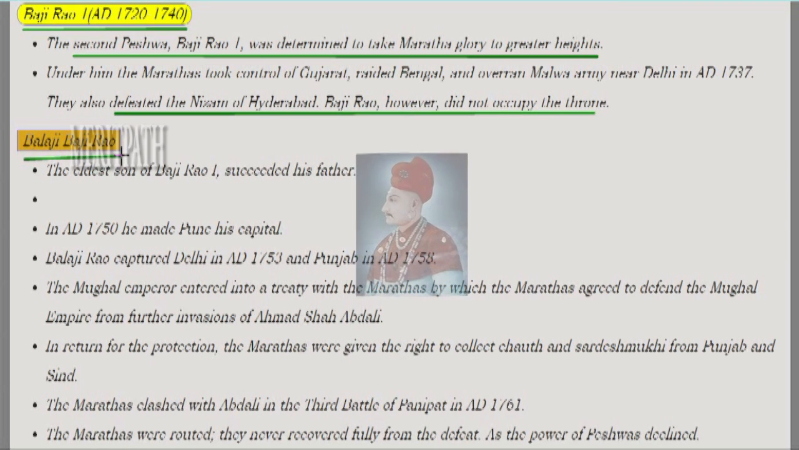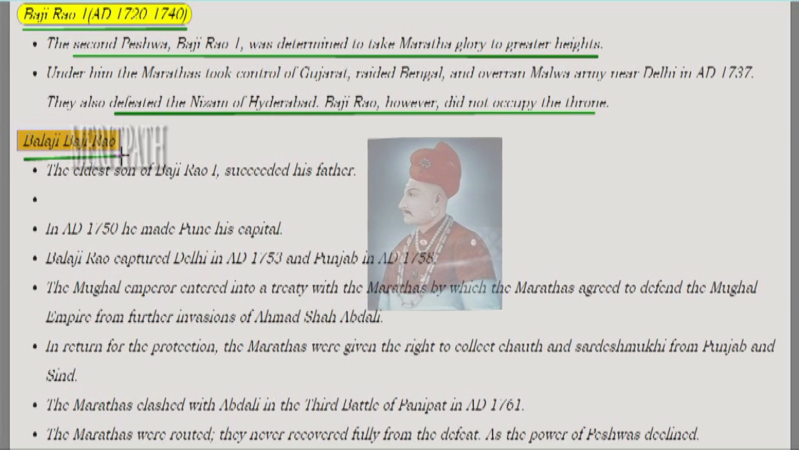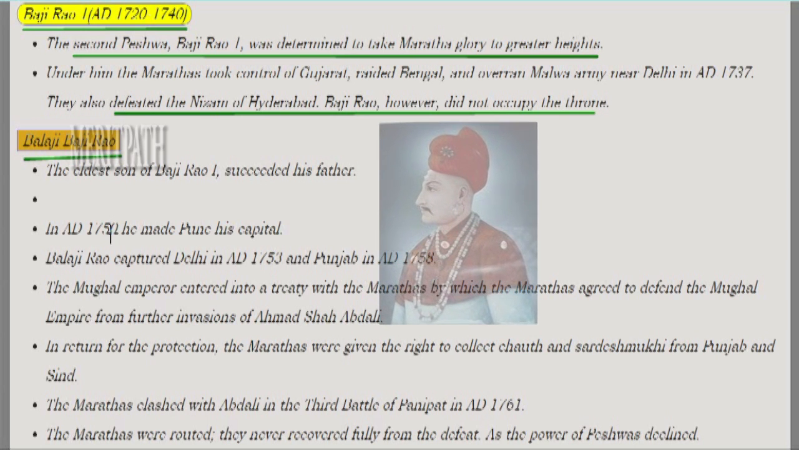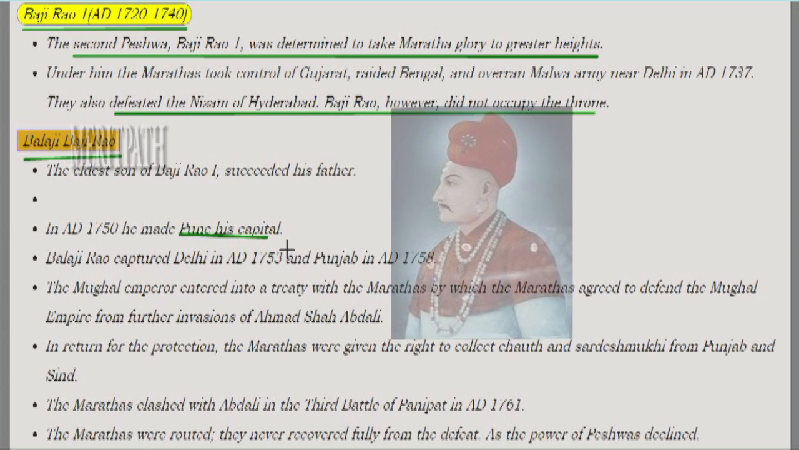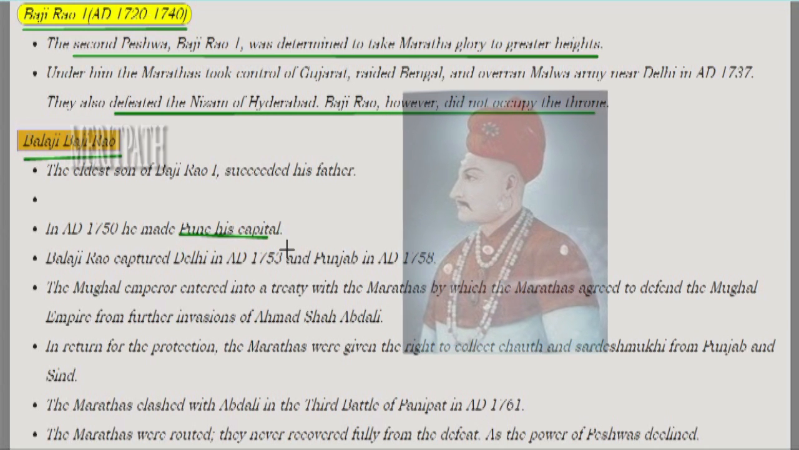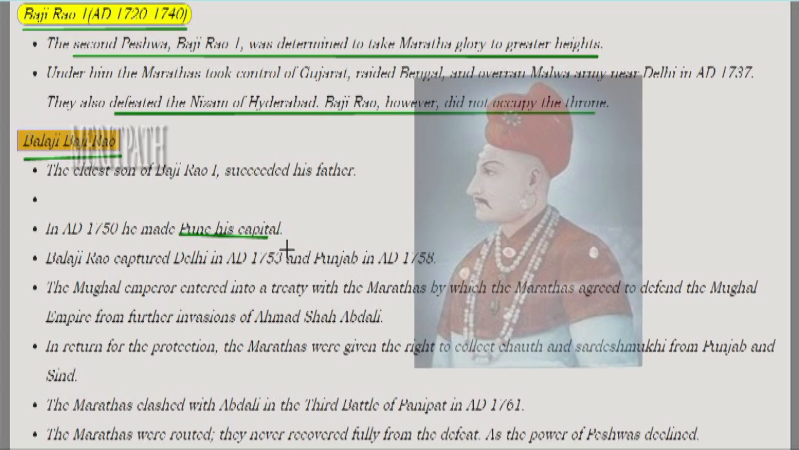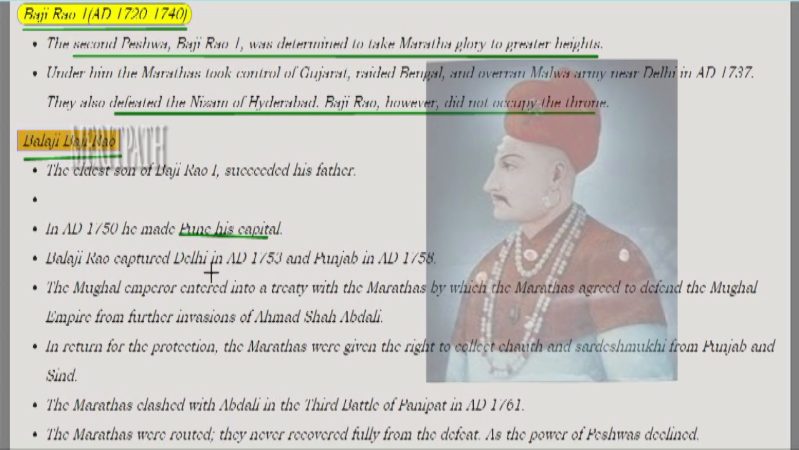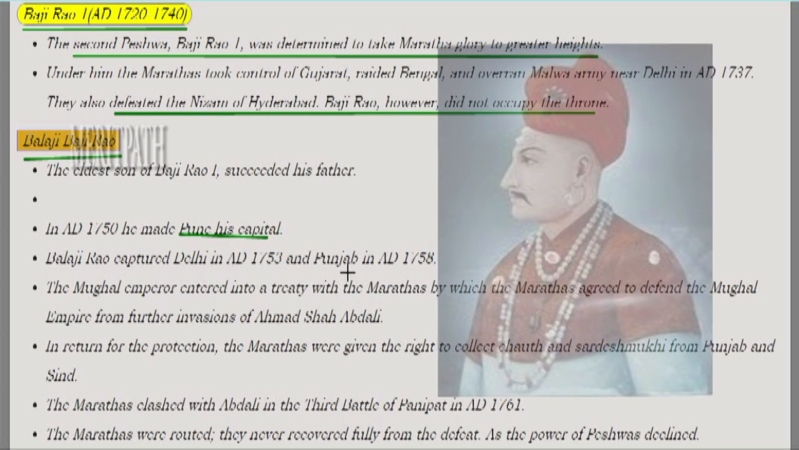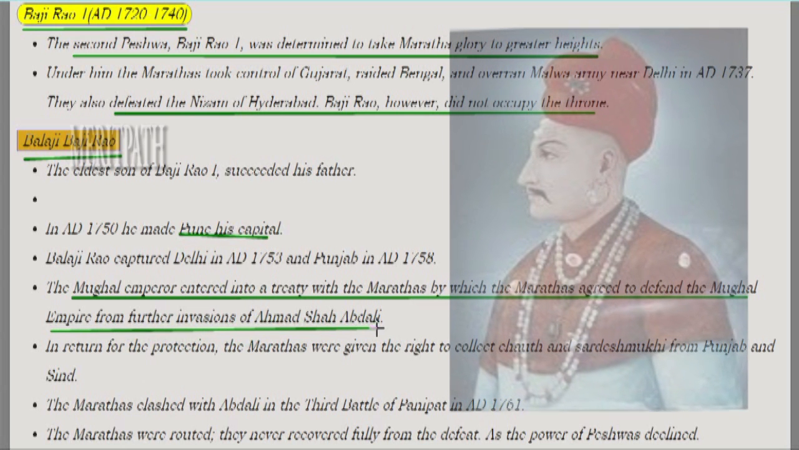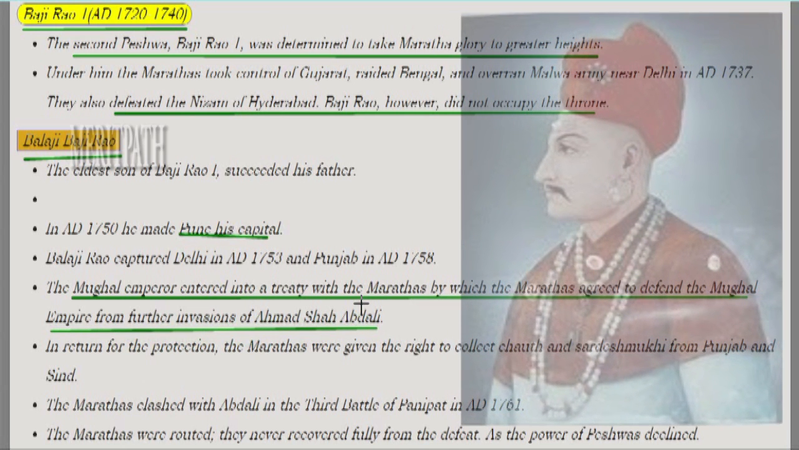Then after Baji Rao came his son known as Balaji Baji Rao. This Balaji Baji Rao succeeded his father. In AD 1750, he made Pune his capital. He also captured Delhi and Punjab. So the Mughal emperor came to a deal with the Marathas.